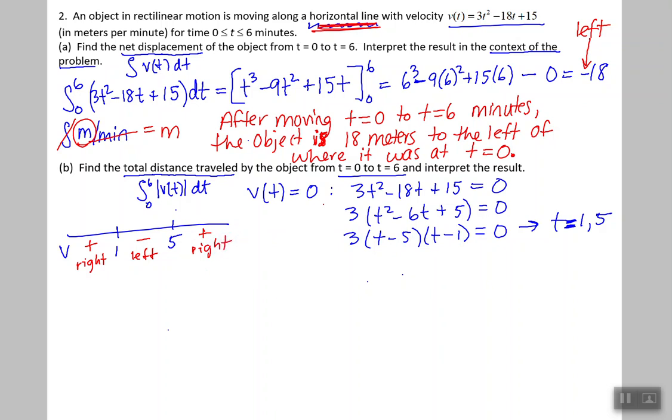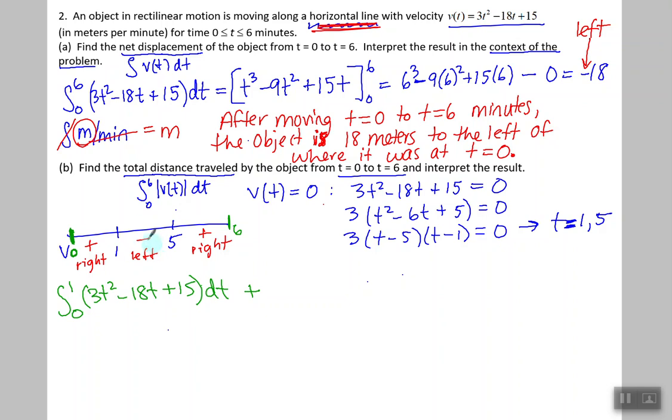So because I need to add up all of those meters that are traveled, I'm going to have to switch the sign of the velocity function when the object is moving in that negative direction. So I'm going to split up this integral into 3 separate integrals. Now keep in mind that we're starting at time 0 and ending at time 6. So my 3 integrals: 0 to 1 for that first interval, where it's just in a positive direction anyway, so I can keep the 3t squared minus 18t plus 15.